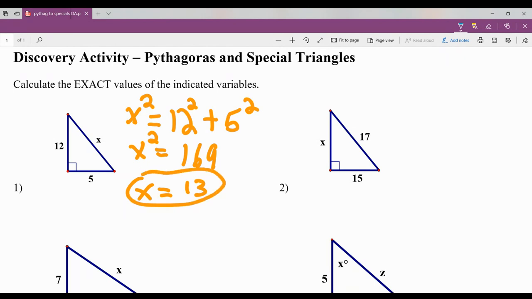Now, you could do the same thing for number 2, but your setup would be different. You would have x squared plus 15 squared equals 17 squared, because remember the hypotenuse is the side opposite the right angle. If there's your right angle, the side opposite that has to be your hypotenuse, and the length of the hypotenuse gets set alone on one side of the equation, and the two, what are called legs, get set up on the opposite side of the equation. Okay.